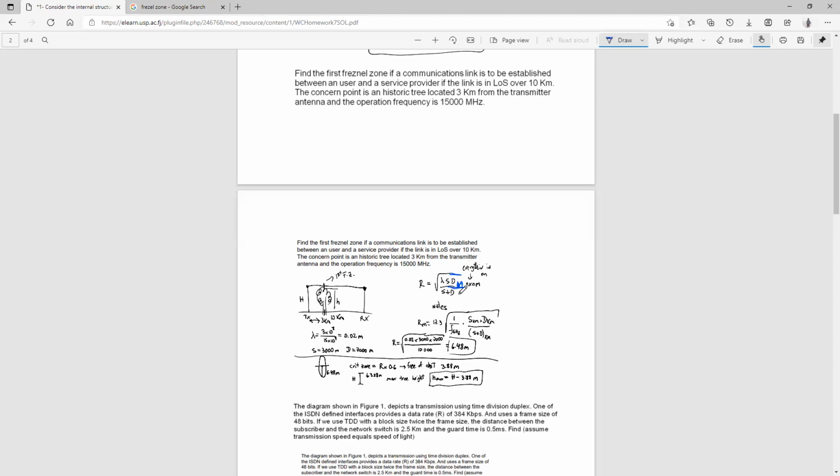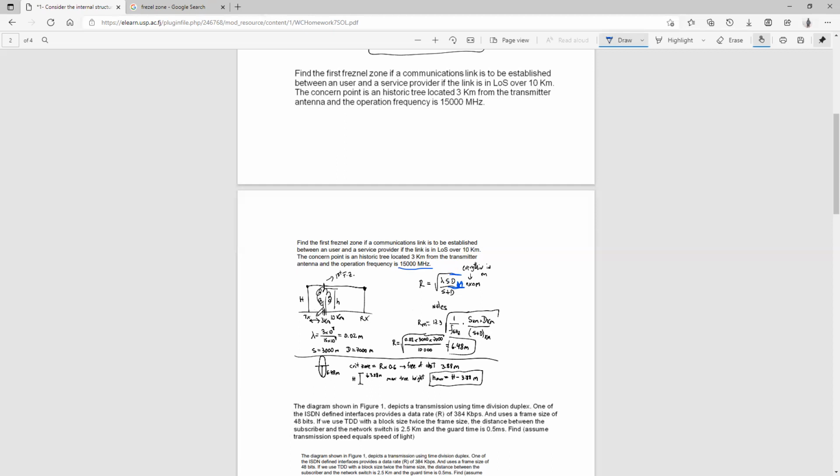From here, we do not know our lambda value. In order to calculate our lambda value, we know the frequency and we know the speed of light. So lambda is equal to speed of light divided by frequency. That would be 3 times 10 to the power of 8 divided by the frequency, that is 15,000 megahertz, so basically 15 times 10 to the power of 9. That is equal to 0.02 meters. So that is our lambda value.